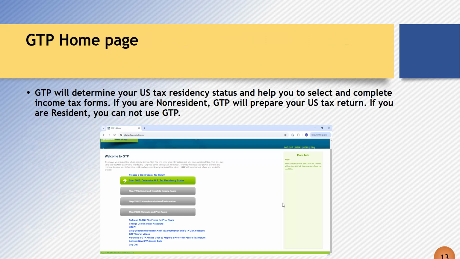So let's talk a little bit about the Glacier Tax Prep homepage. When you log in, at that point you may not know if you are non-resident. You will get to the homepage, and Glacier will determine your status. If you're resident, it will not allow you to proceed to prepare a tax return. But if you're non-resident, then you will continue with the tax prep.